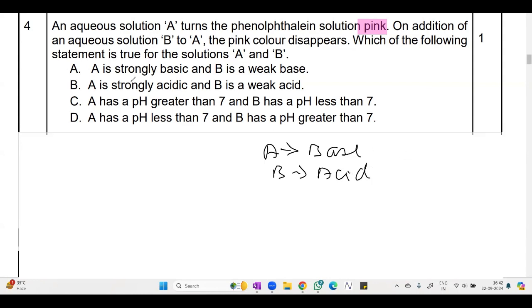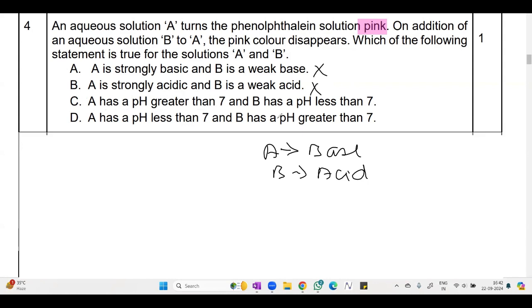So which of the following is true? A is strongly basic and B is a weak base. That is not correct, because B is an acid, as I said. B is an acid over here. A is strongly acidic. That's not correct, because A is a base.